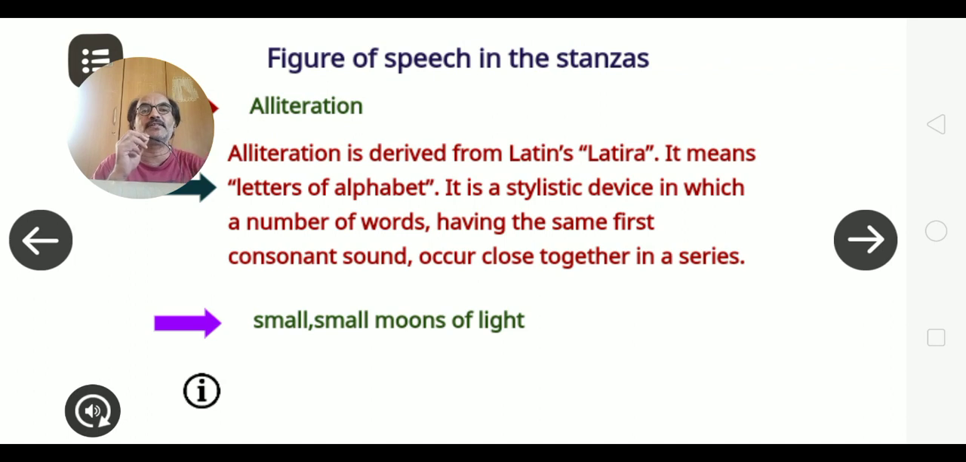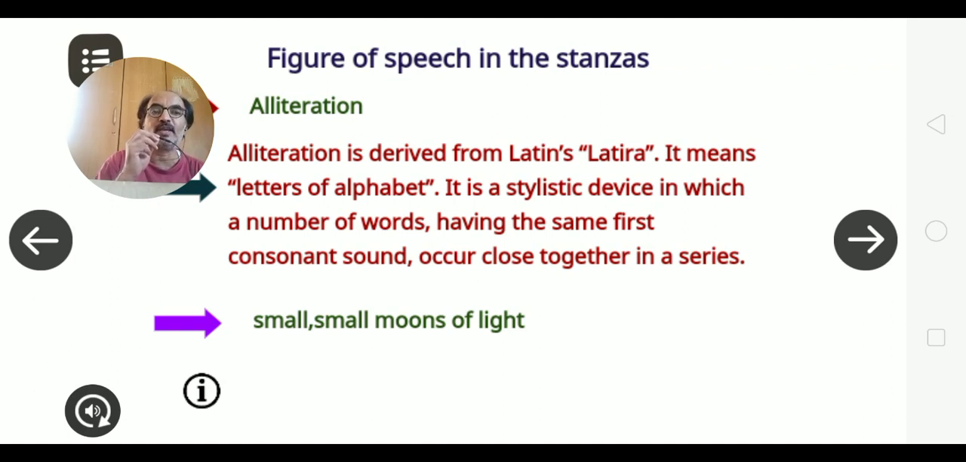Then the second figure of speech is alliteration. Alliteration is derived from Latin littera, which means letters of the alphabet. It is a stylistic device in which a number of words having the same first consonant sound occur close together in a series. Here, small moons of light. Small, the sm sound is repeated here, or snakes and scorpions, the s sound is repeated there.